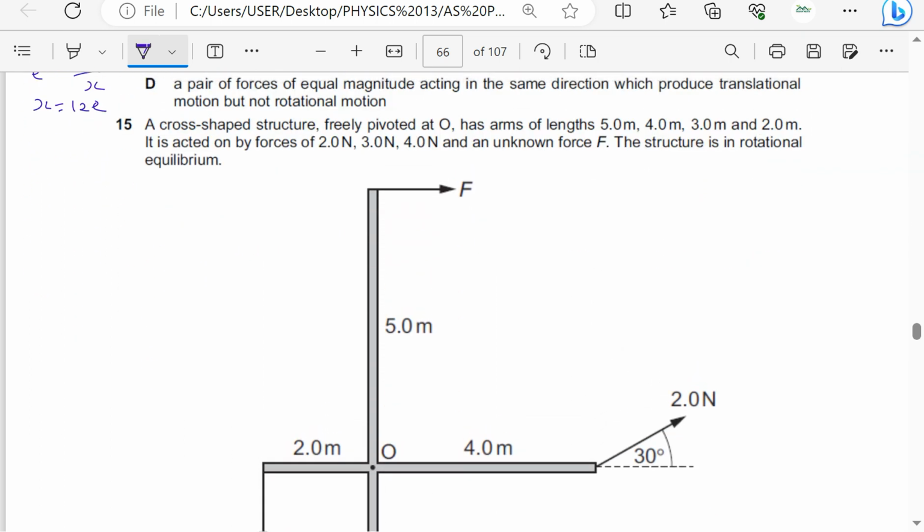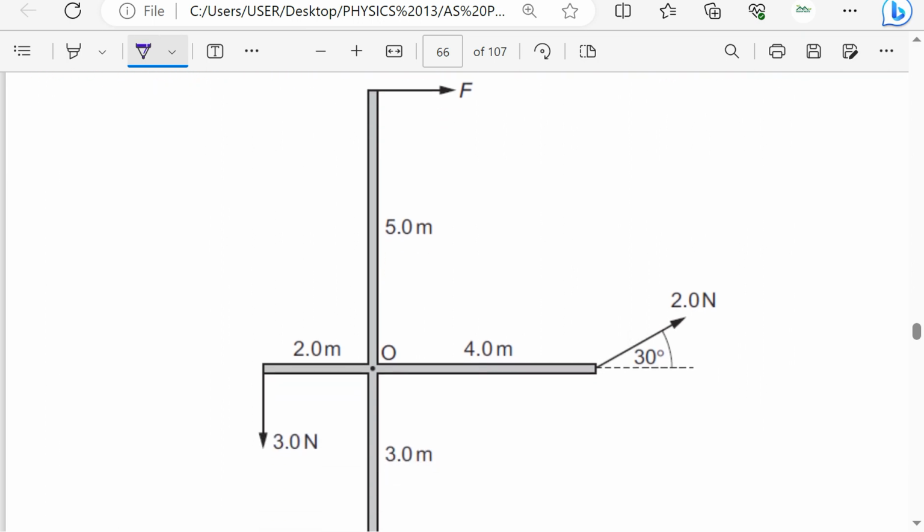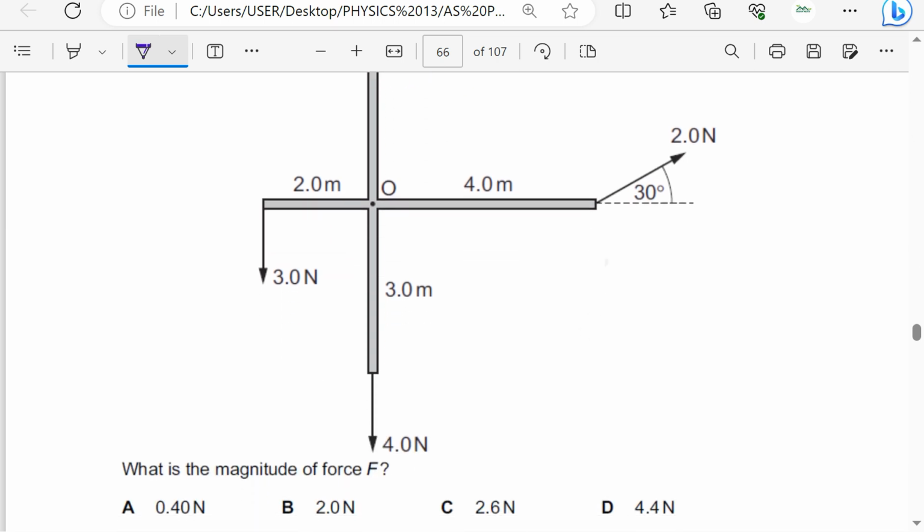A cross-shaped structure freely pivoted at O has arms of length 5 meters, 4 meters, 3 meters, and 2 meters. It is acted on by forces 2 newtons, 3 newtons, 4 newtons, and an unknown force F. The structure is in rotational equilibrium. That means there is no resultant moment. So what is the magnitude of F?